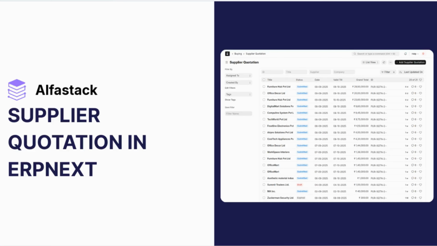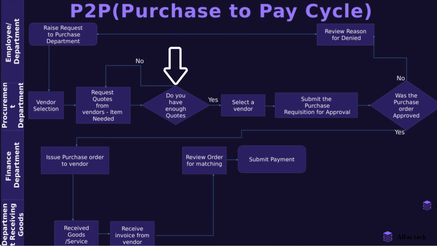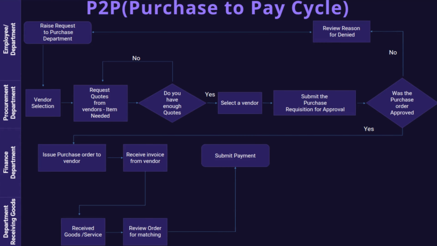Supplier Quotation in ERPNext. We are here recording the vendor's responses through supplier quotations, and based on these quotations, we move forward with vendor selection. A supplier quotation in ERPNext is a document that a supplier sends in response to your request for quotation, RFQ. It includes details like item prices, taxes, delivery time, and terms of service.